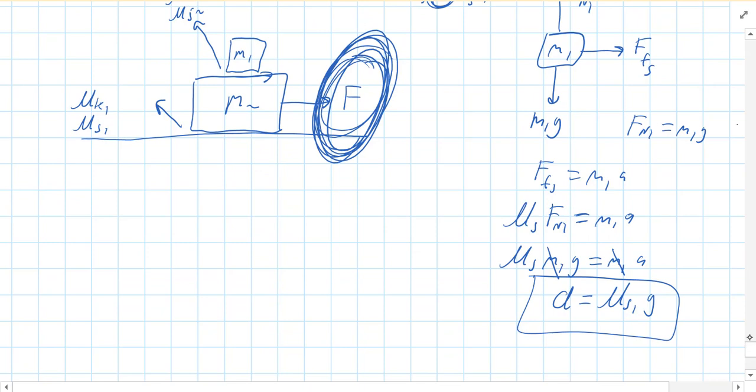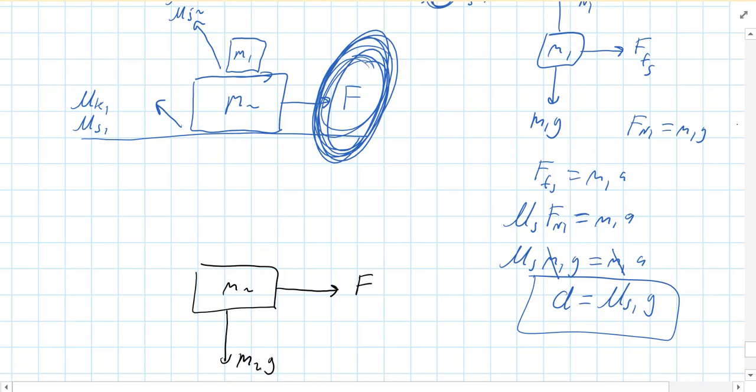Now we have to draw the book, and this gets a little more complicated. So this is our M2. What forces act on the book? Well, I'm pulling with a force F. I'm trying to determine that in terms of the fundamental constants. We have the weight of the book, so that would be M2 times g.